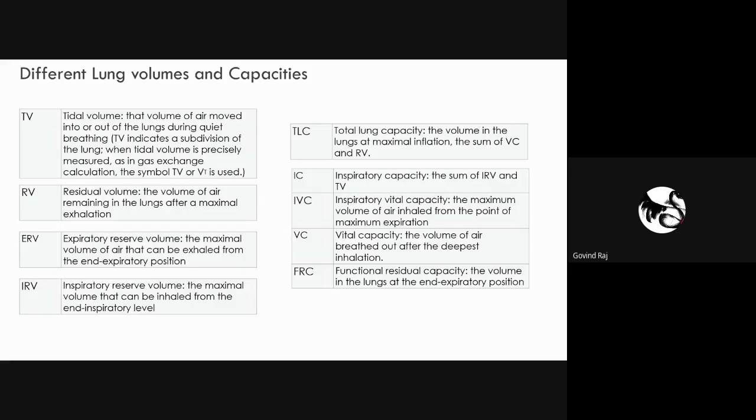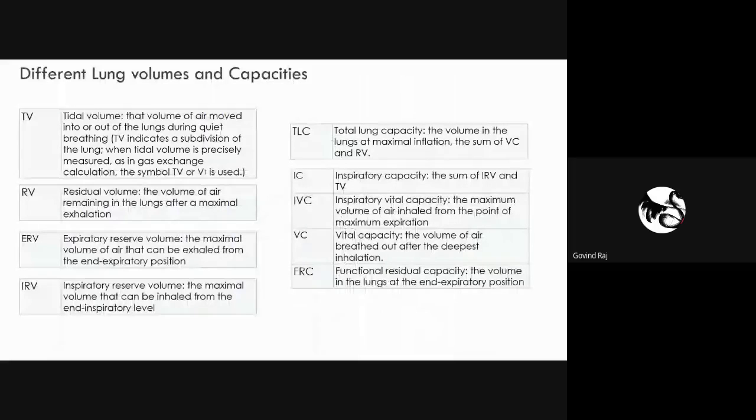Now, inspiratory vital capacity means the maximum volume of air inhaled from the point of maximum expiration. So after expiring to the maximum, it is a measure of how much volume of air we can inspire after a forceful expiration. That's what inspiratory vital capacity means. Now, what is vital capacity? Vital capacity, as we told earlier, is the volume of air breathed out after the deepest inhalation.